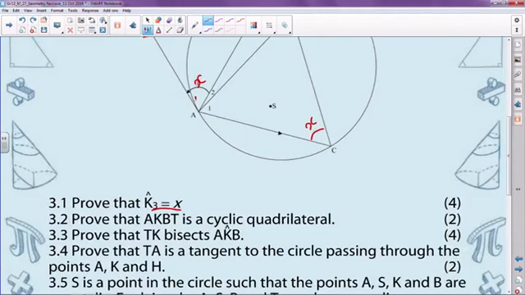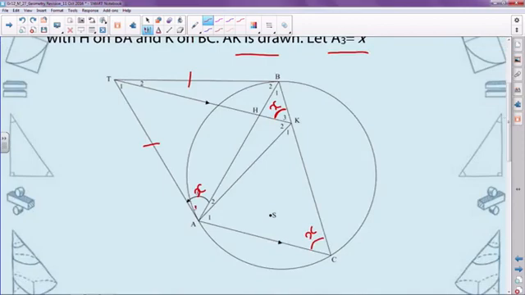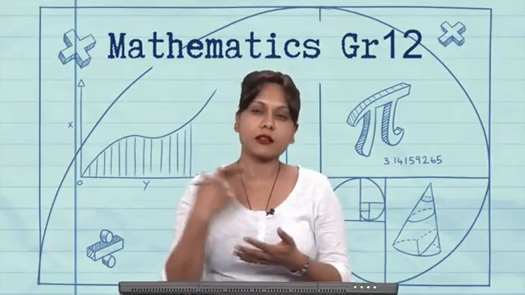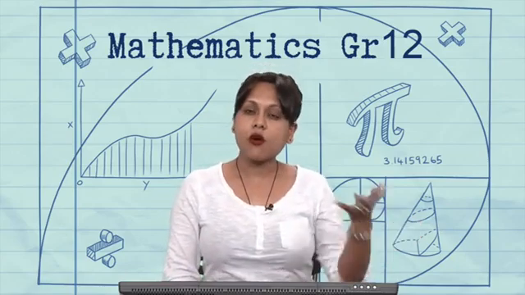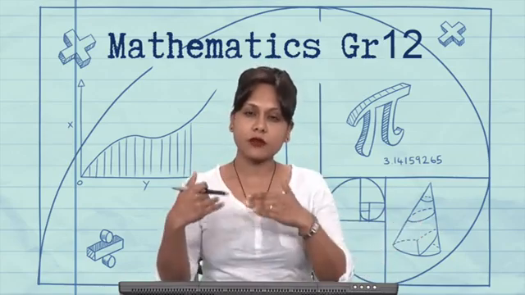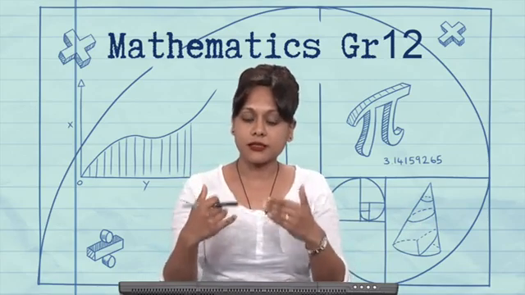The next question says, prove that AKBT, that quadrilateral, is in fact a cyclic quadrilateral. What that means is that if you were to draw a circle around those 4 points, AKBT, those 4 points will end up on the circumference of the circle. Now, the ways at your disposal to prove that a quadrilateral is cyclic: you can prove that the opposite angles are supplementary, that an exterior angle of the quadrilateral is equal to the interior opposite angle, or you can prove that the angles on the same side of the chord are equal, which is the converse of angles in the same segment.